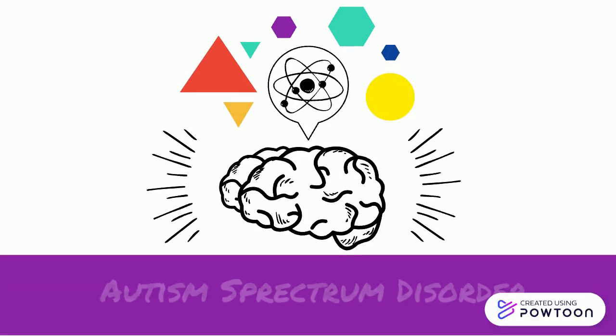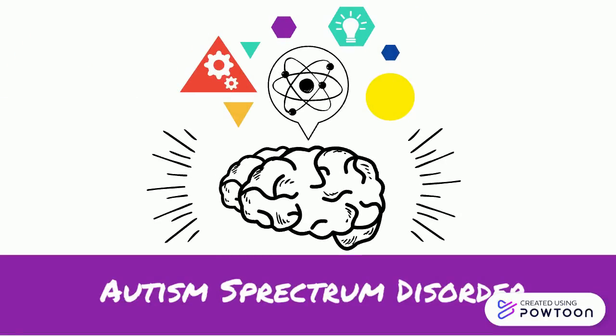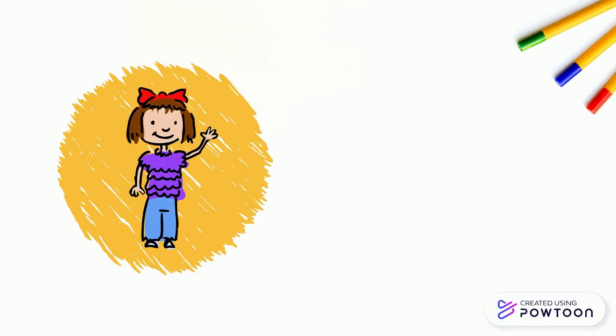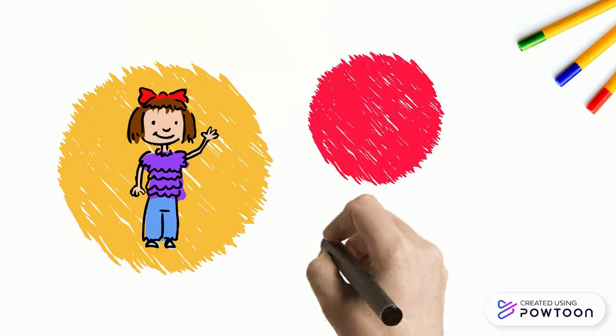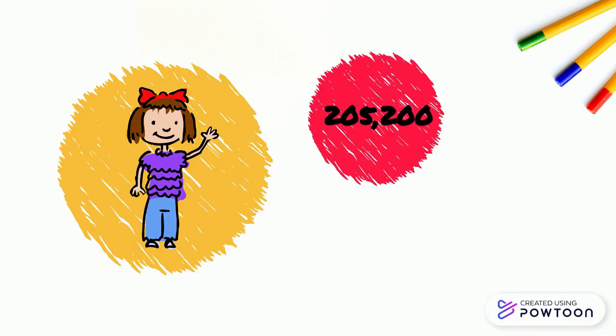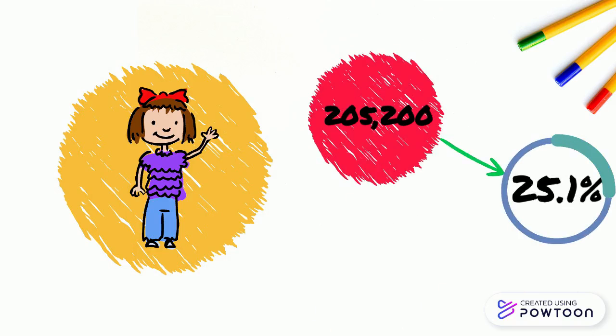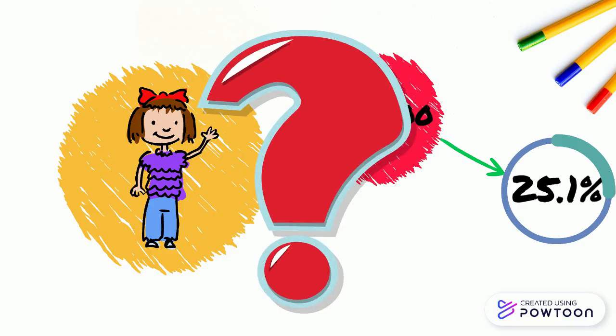Autism spectrum disorder is a complex neurodevelopmental disorder. It is one of the most common neurobiological disorders of early childhood. In 2018, the ABS survey found that 205,200 Australians have autism. This is an increase of 25.1% from 2015. Which begs the question, why the increase? Before we answer this, we must first understand the neurobiological basis of ASD.